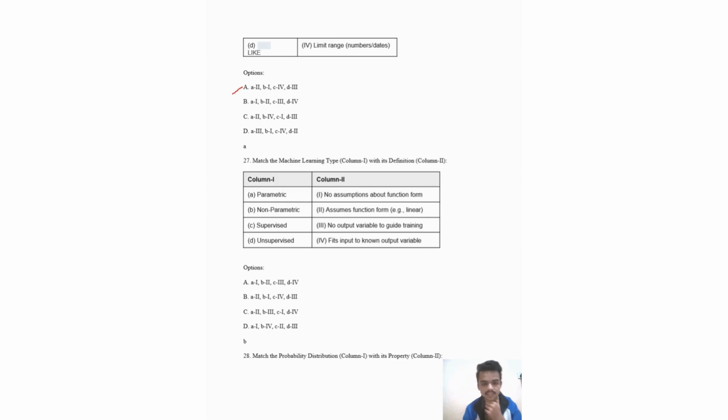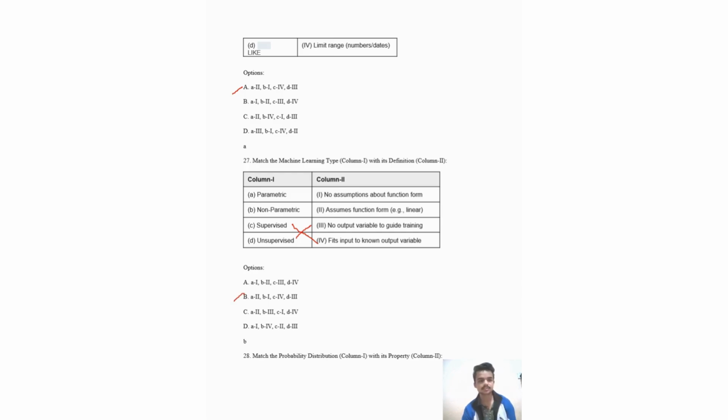Match the machine learning types. Parametric, non-parametric, supervised, unsupervised here. So non-parametric will be matched from assume function form and parametric will be matched from no assumptions and supervised will be matched from fit into known and unsupervised will be matched from no output. So the answer will be this.